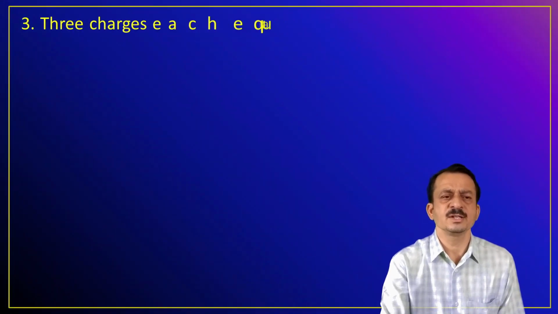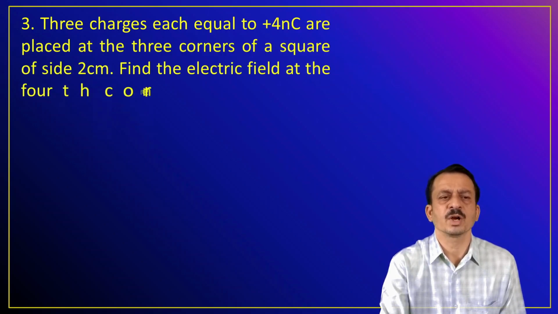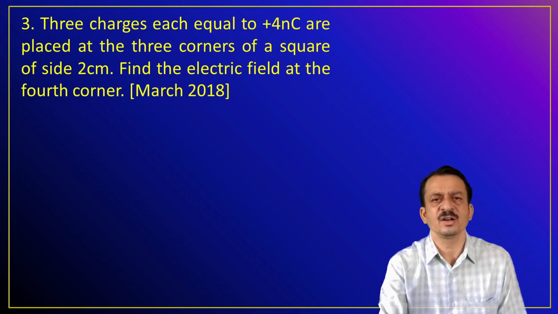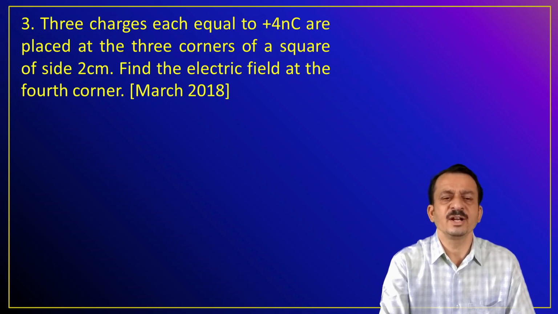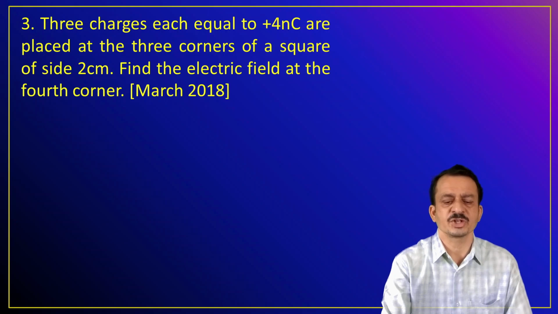Now we move on to the third problem. Three charges, each equal to plus 4 nanocoulomb, are placed at three corners of a square of side 2 centimeter. Find the electric field at the fourth corner. This problem was asked in the March 2018 examination.